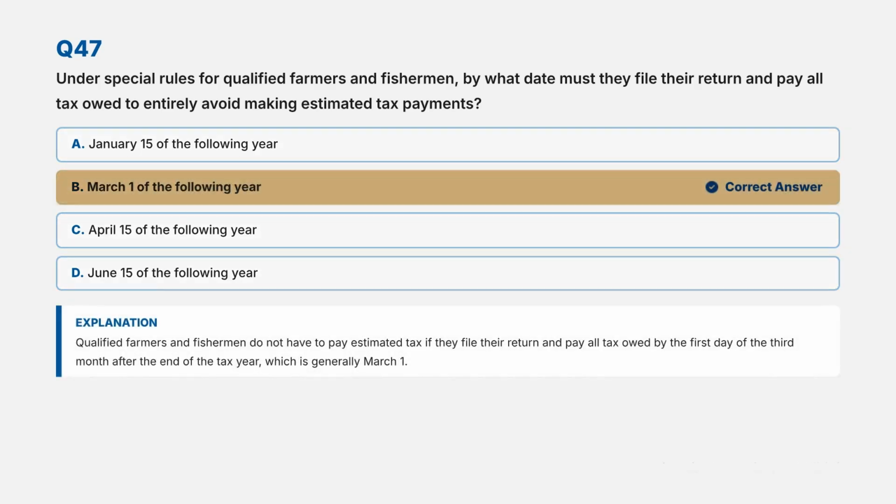The correct answer is B. March 1st of the following year. Qualified farmers and fishermen do not have to pay estimated tax if they file their return and pay all tax owed by the first day of the third month after the end of the tax year, which is generally March 1st. Great. Moving on to question 48.